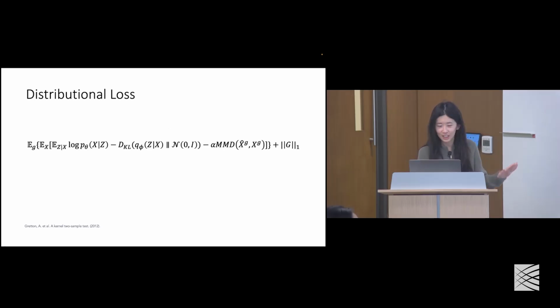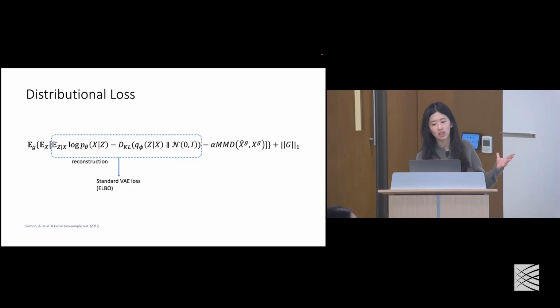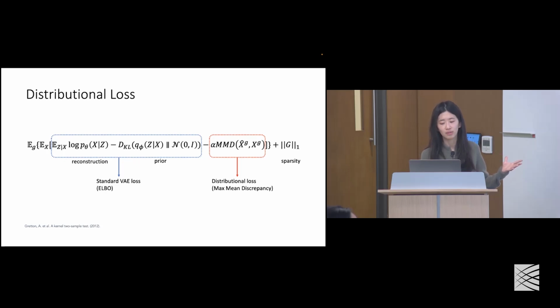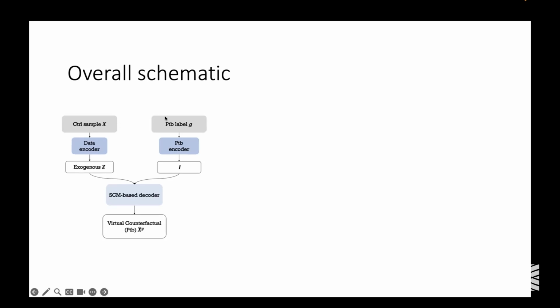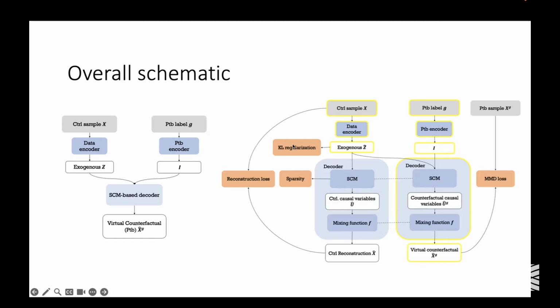I already talked about the loss function, which, aside from the standard variational autoencoder loss, has this discrepancy loss between distributions, for which we use maximum mean discrepancy, and then you have some sparsity on the latent graph that you learned. So the overall schematic is that you input some control samples from the unperturbed version, you input some perturbation label, and then you get some virtual counterfactual samples. And this is a finer-grained version of the schematic. It's also in the paper, so you can look it up.